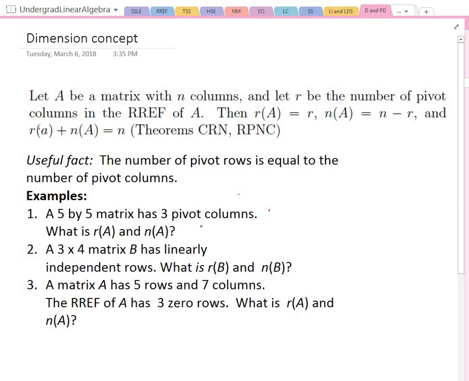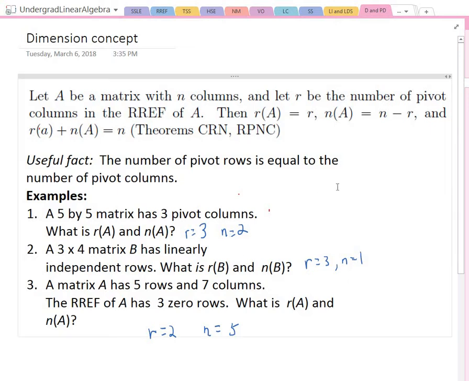In this case, it would be R equals 3 and N equals 2. In this case, it's going to be R equals 3, N equals 1. And in this case, it's going to be R equals 2, and N is equal to, let's see, how many columns altogether? N equals 5. I see here when I say N, I mean the nullity, not the number of columns. Right, so those are the answers for those exercises.